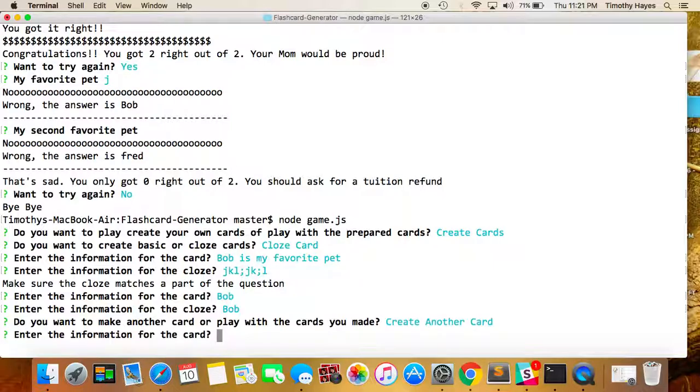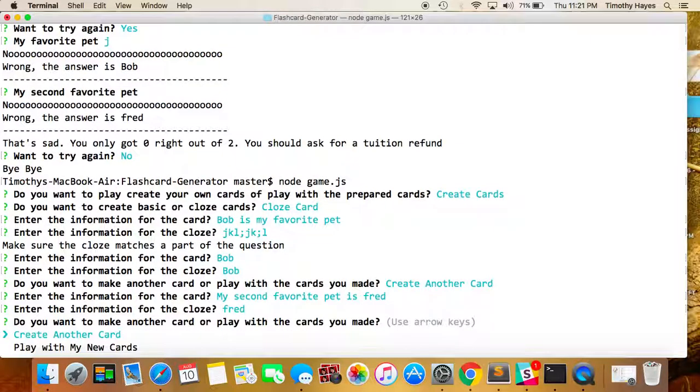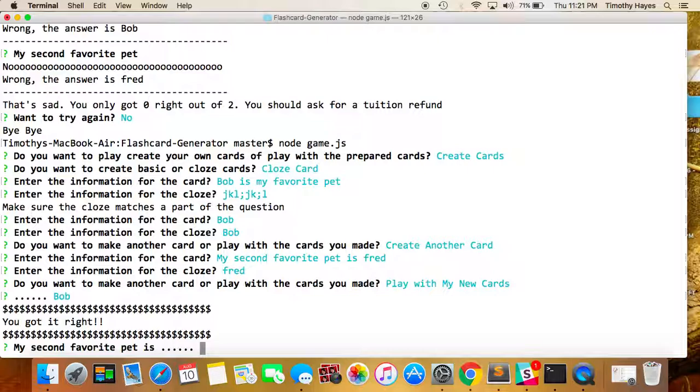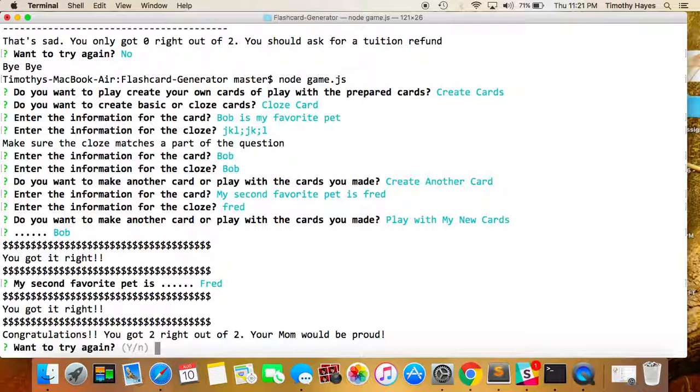So let's create another card, and we'll say my second favorite pet is Fred. And then for the close, we'll do Fred, and that'll pull that out. So now we can play with the new cards, and because we made a mistake, this is just Bob. And yes, we got it right, and my second favorite pet is Fred. And that's right. So that is my flashcard generating game. I hope you enjoyed the demo.